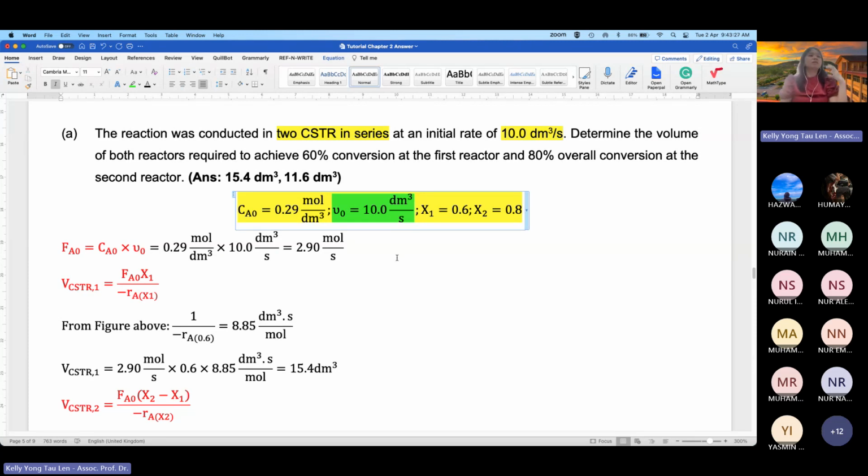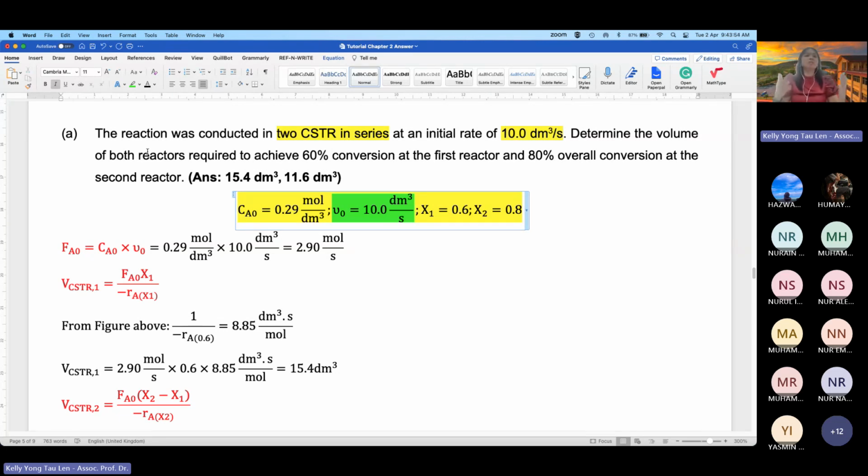So this is the challenge. If you do not identify it correctly, let's say you assume it's FA naught or CA naught, then your entire question is already wrong at the very first step. So I keep emphasizing, really make sure you know what values are given to you. In this case, they give you epsilon naught.